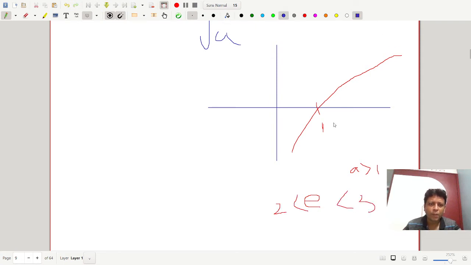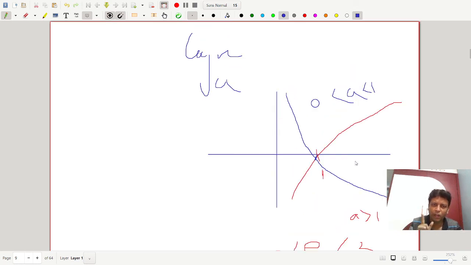Now if the base a is less than 1, what is the log graph? The graph will be like this. It will intersect here. So log will be decreasing. In this case 0 < a < 1. So if base is less than 1, your log function is decreasing. If base is less than 1, log x is decreasing. That you have to remember very clearly if you're dealing with a log problem.